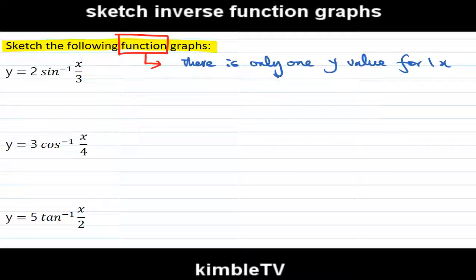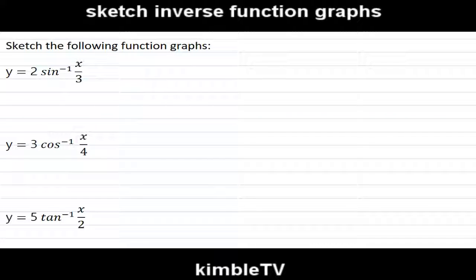But in this case, for only one x value, there are two y values. This is not a function. Okay, for this reason, we should use the domain and range of y equals sine shift x. Its domain x is between -1 and 1, y is between -pi on 2 and pi on 2.